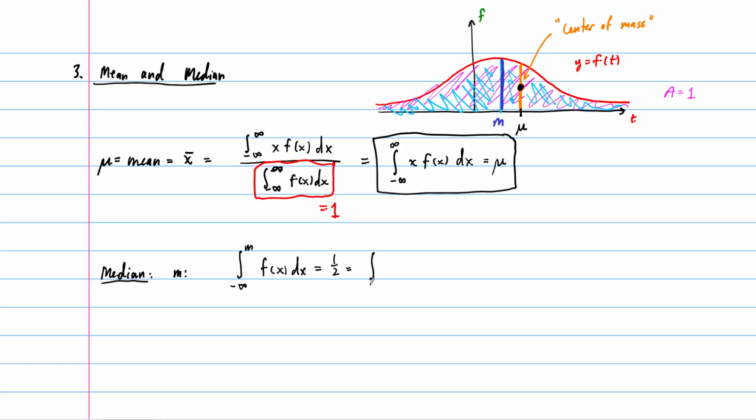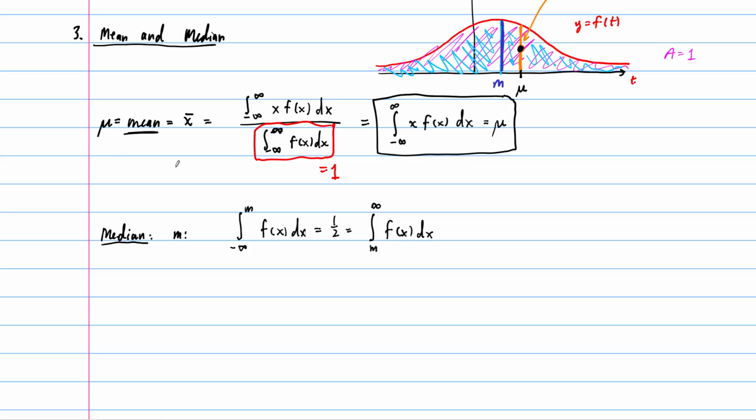Or, on the other hand, it could be the integral from lowercase m to positive infinity, because obviously if you cut this thing in half, then both halves have the same area, which is equal to 1/2, right? So this is the mean and the median. The mean and the median.